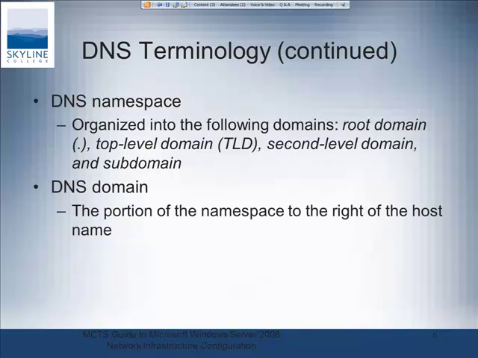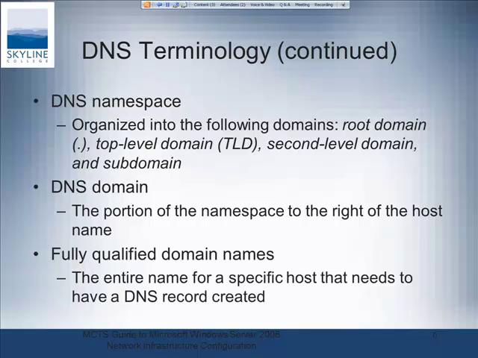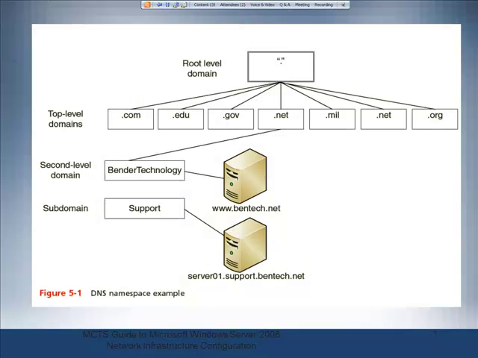The DNS domain portion of the namespace is to the right of the host name: www.microsoft.com. The namespace is microsoft.com. Fully qualified domain names take into consideration the computer name and the domain name, all of that appended together, the entire name for the host, for the namespace. And these things have DNS records created. The A records represent resources, and for IPv6, AAAA records represent the resources.